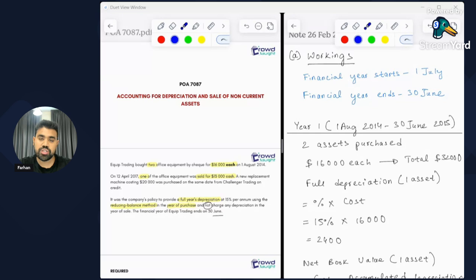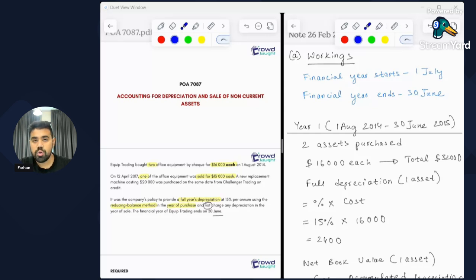Today here we have a question for depreciation and the sale of a non-current asset. So what we'll do is calculate the depreciation for multiple assets for different years, and then we will use these results to prepare the accumulated depreciation account. Lastly, we will calculate any profit or loss we have made on the sale or disposal of a non-current asset.